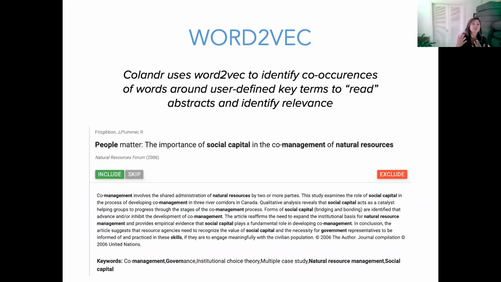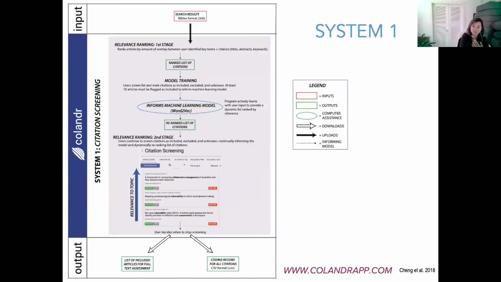And how this is employed within Colandr is it uses it to identify co-occurrences of words across the citations that you upload. So it looks for co-occurrences of words around your key terms that you define as the user. So here you can see those key terms in bold. And then it learns which terms are more often found around your key terms in your included citations versus in your excluded ones. And then it ranks the unscreened citations according to relevance.